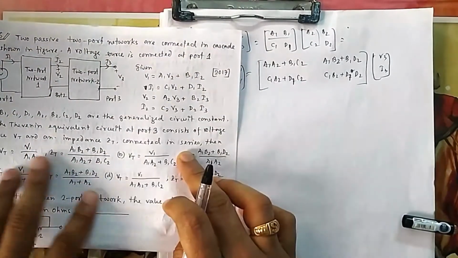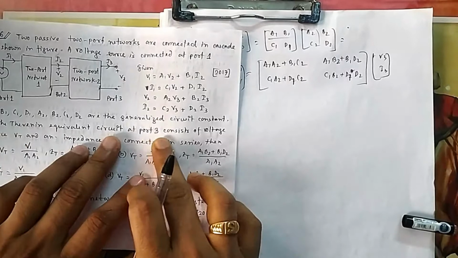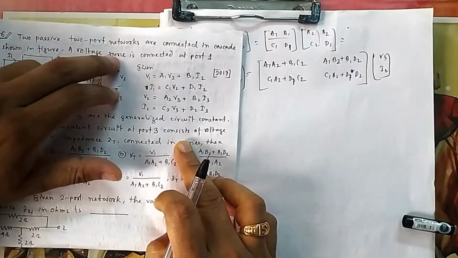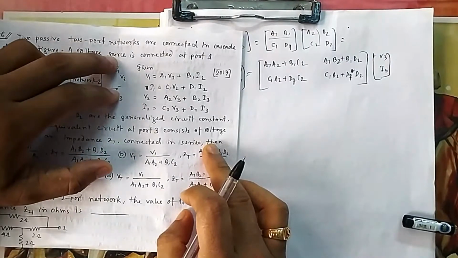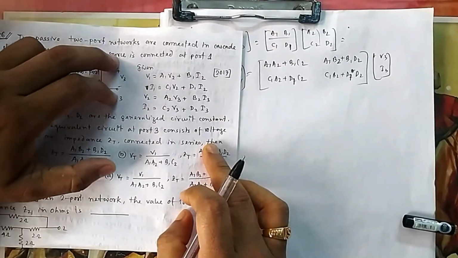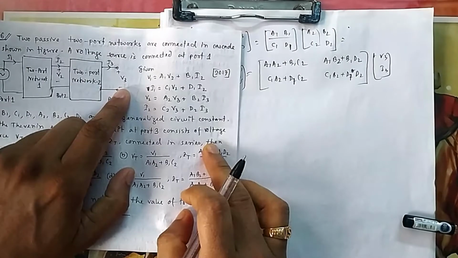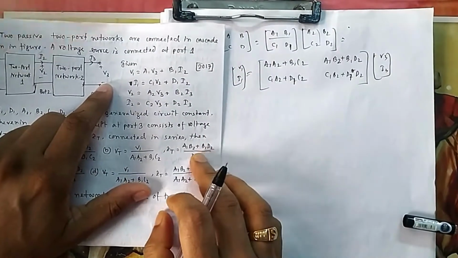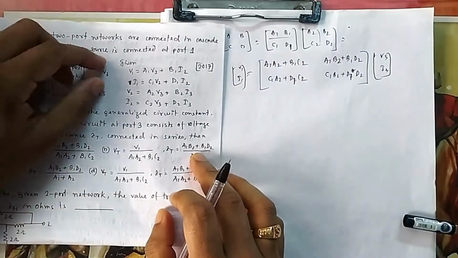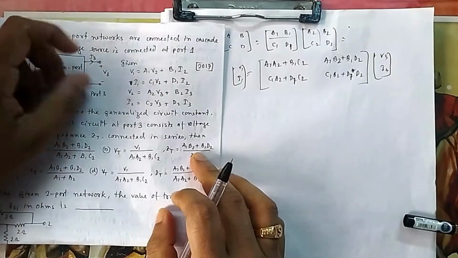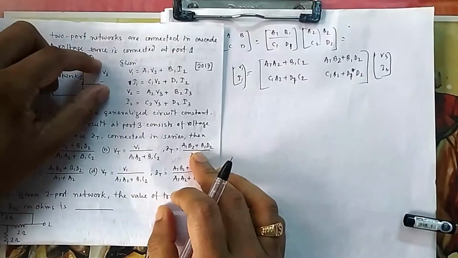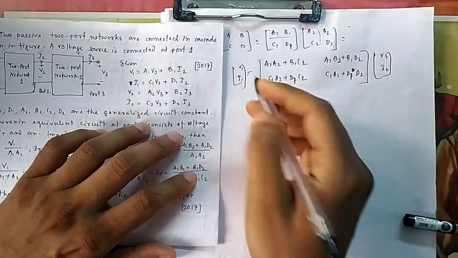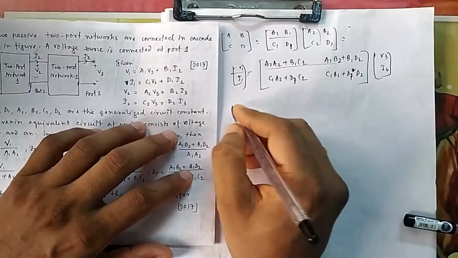Now they are asking what is the Thevenin's equivalent circuit at port 3. From this side, if you look, what will be the Thevenin's equivalent circuit? So what is the Thevenin's equivalent voltage? It is your open circuit voltage. That means you have opened it, so I3 is 0. If I3 is 0, then how much voltage are you getting here? That is your V3. So if you take the first equation, what will the first equation be?